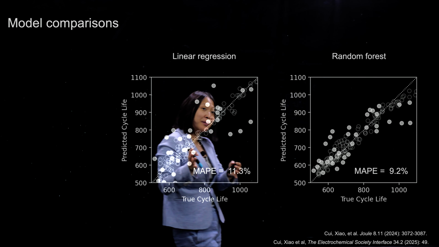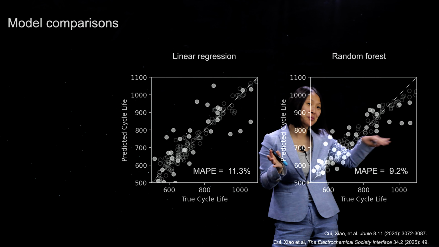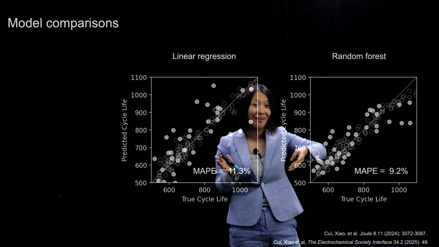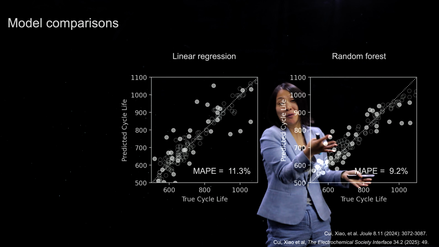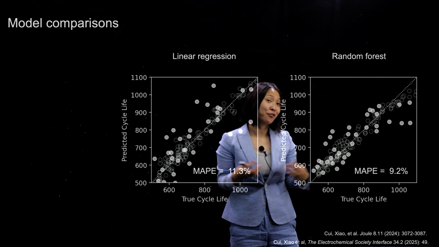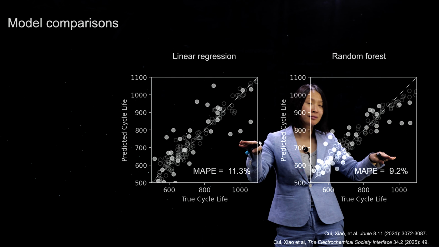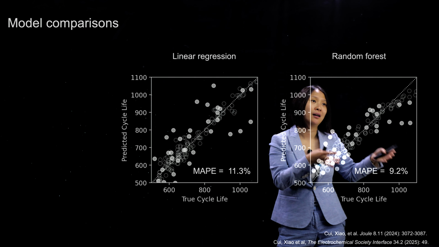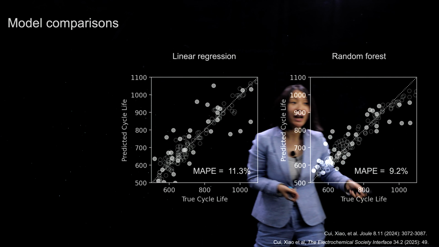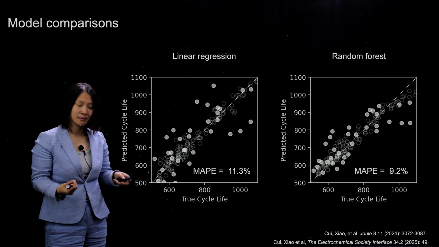But at the same time, we were thinking, well, how about the nonlinear relationships between our input features and our target cycle life? So with that in mind, here I also did a random forest regression model. And you can see we can improve our predictive model's accuracy by using a tree-based model. And now the error is below 10%.